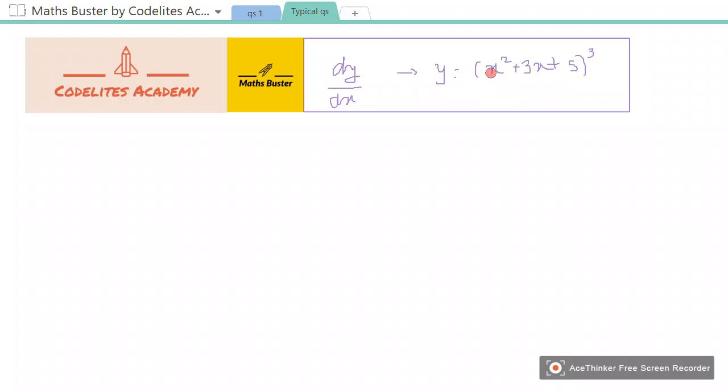So this term which we see here is your polynomial function. Can I say that? Yes. This is your polynomial function. This cube is your power function.